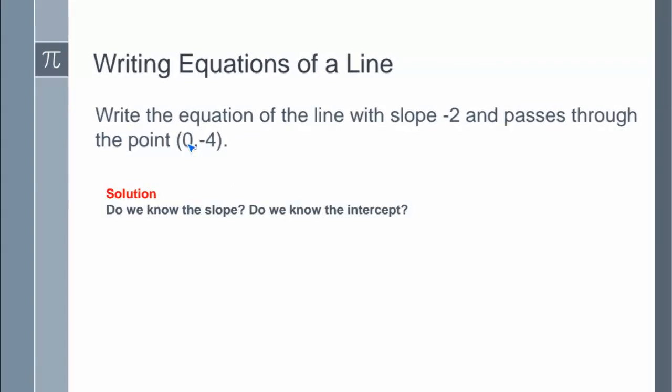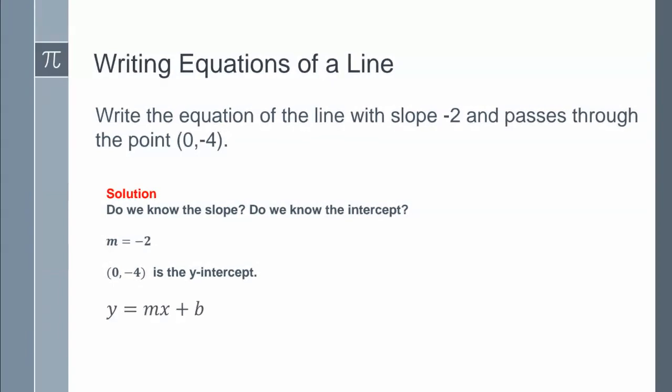So anytime that your x is 0, that's always going to be your y-intercept. So here my y-intercept is -4. I can place that into the equation. And so m was -2, and then b is -4. So that's going to be my answer, y equals -2x minus 4.